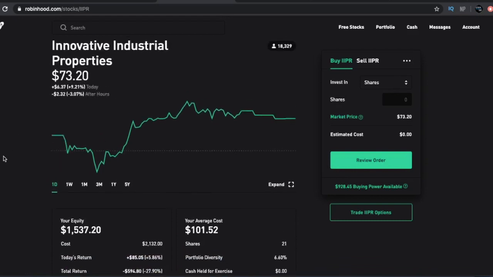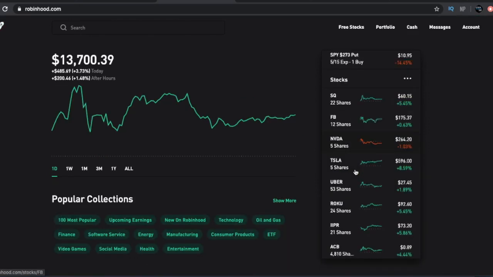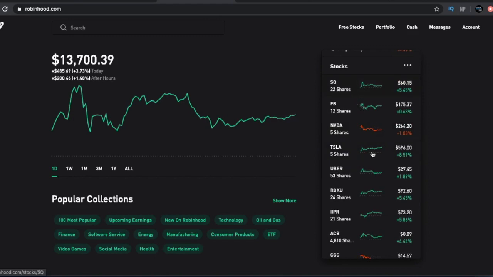IPR is at $73 right now. My average cost is $101.52. I'm down 27.9%, which is $594.08 in the red. Don't plan on buying any more, at least until I can bring up my share count in every other company.